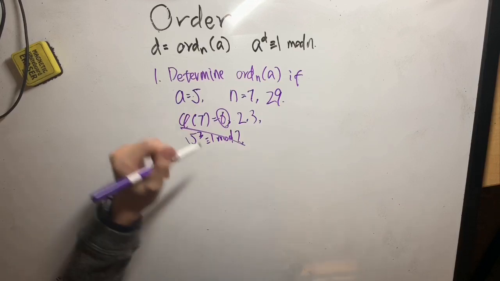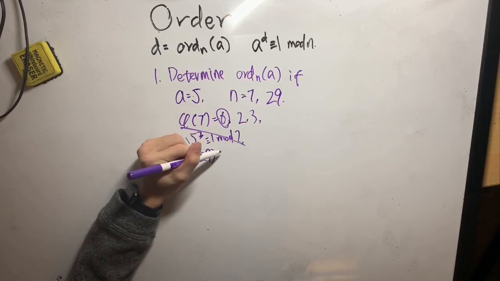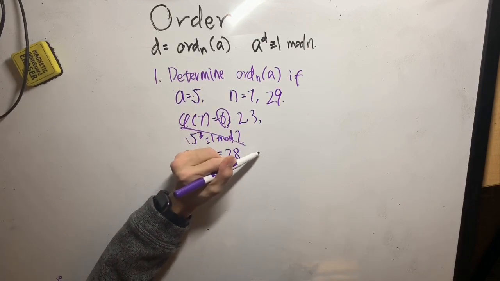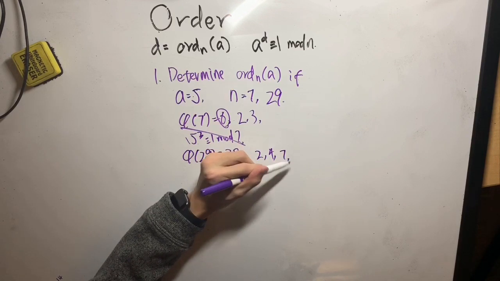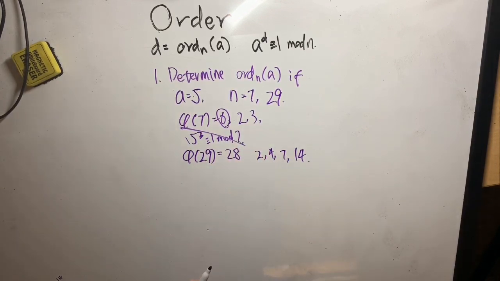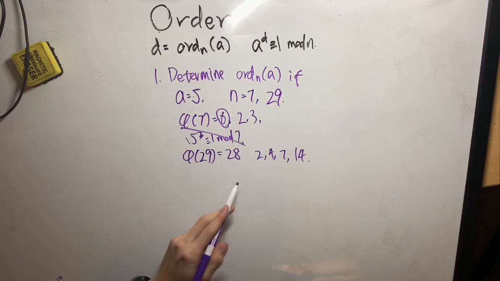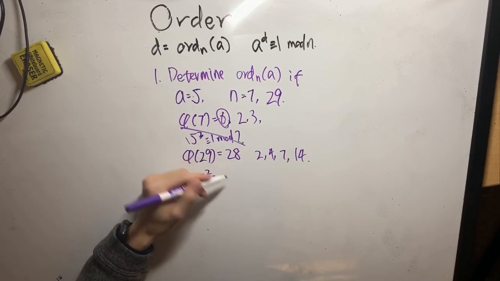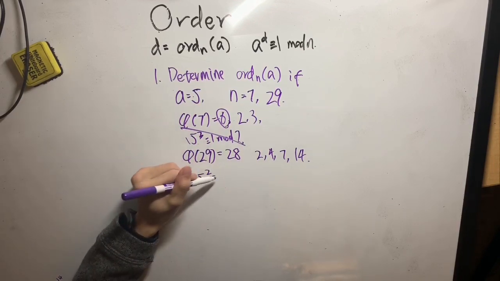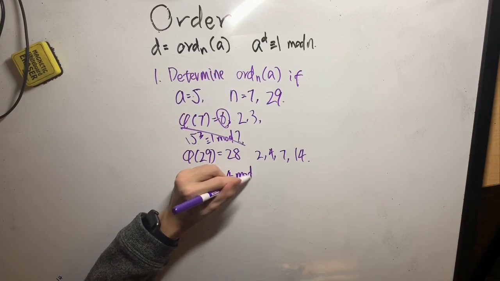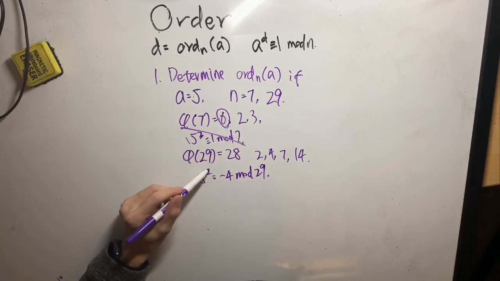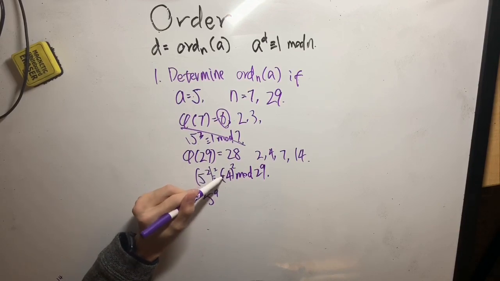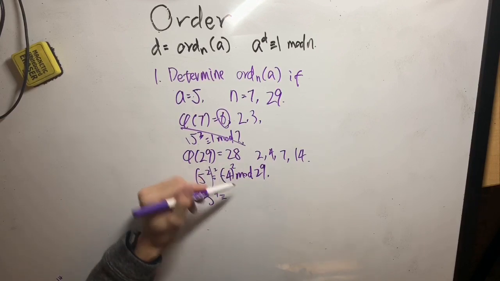Now let's look at 29. The phi of 29 equals 28, and 28 has divisors 2, 4, 7, 14. And so first, 5 squared is not congruent to 1 mod 29. It is congruent to negative 4 mod 29. Thus, if I square both sides, we have 5 to the 4th, and this is not congruent to 1 mod 29 as well.